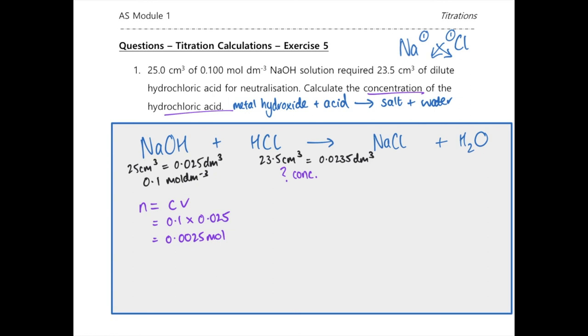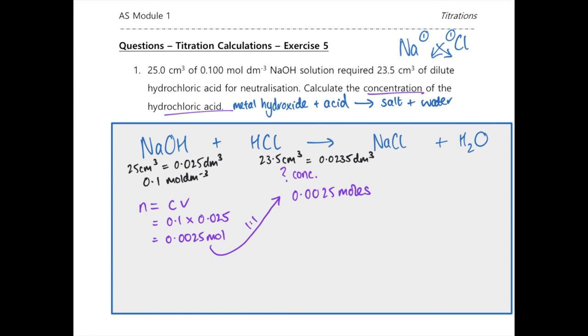Once we've got the number of moles, we can bring that anywhere else in the equation. So we can bring it over to our hydrochloric acid using our balancing number ratio or our stoichiometric ratio. We can see in this case it's just 1:1, our ratio. So that means that 0.0025 moles of sodium hydroxide will react with 0.0025 moles of hydrochloric acid. Again, you might set yours out slightly differently, but hopefully it will be a similar method.